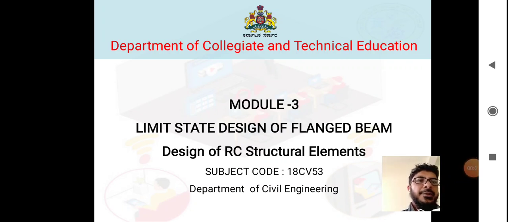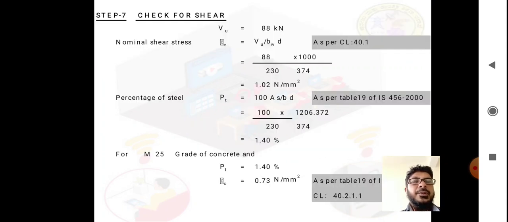Welcome you all in the next session of the last part of the design of flanged beam. So we have calculated the area of the steel in our previous session, and we arrived at section dimensions of the section. Now we'll check that section for shear. As we have calculated earlier, the shear force is 88 kilonewton.